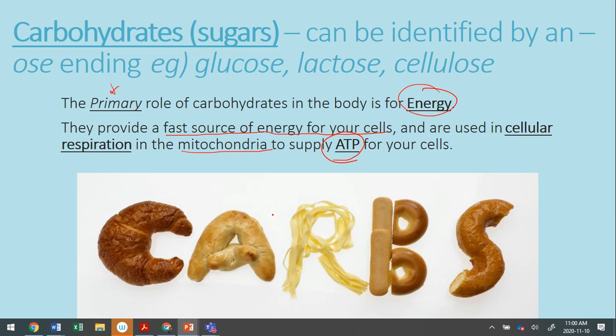Okay, so on an exam, a good question might be, what is the primary source of energy in your cells? A, fats, B, proteins, C, carbohydrates, and D, vitamins. Now, can fats be used for energy in your body? Yes. Can proteins be used for energy in your body? Yes. But the primary source of energy in your cells is carbohydrates. Okay?